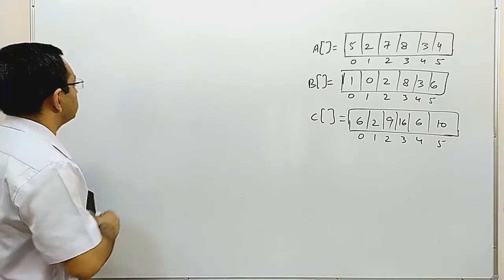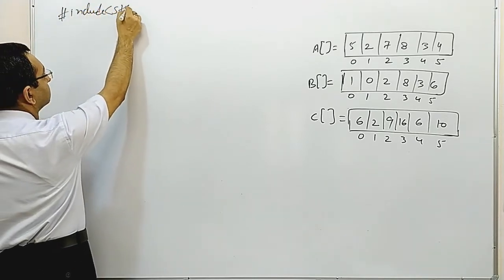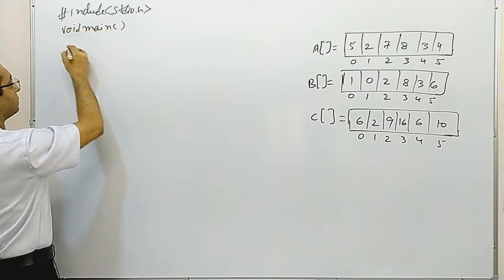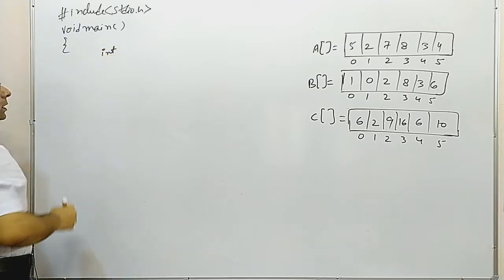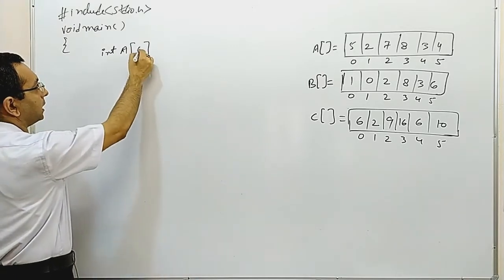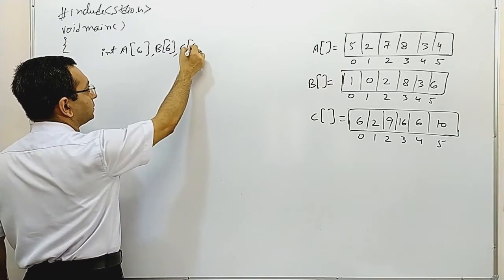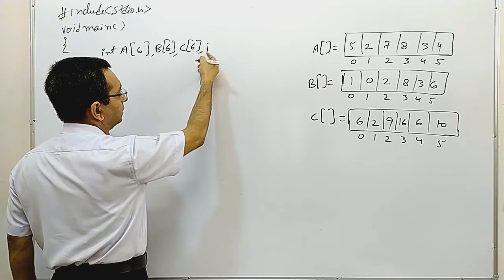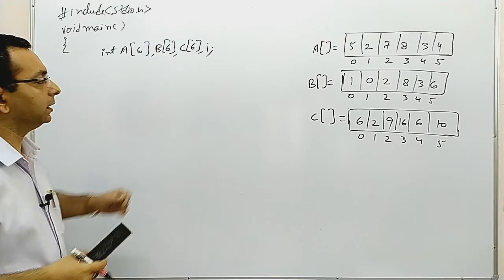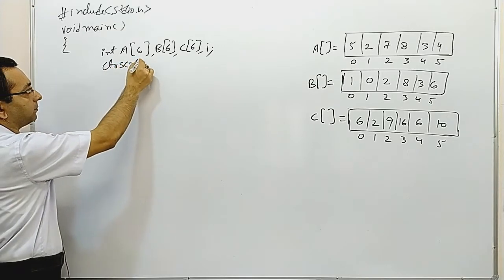So let's see how to do this. First of all, we are including the header file. Starting of the main function. For integers, we are taking array A of 6 elements, array B of 6 elements, and of course the C array will be of 6 elements, and we will need the variable I. If another variable is required, we will add it later on. And then for clearing the screen, clrscr.